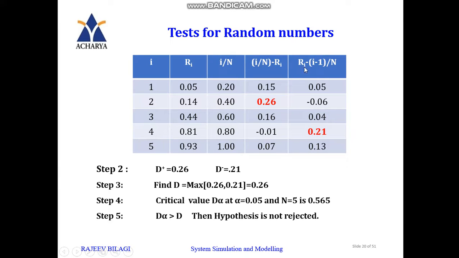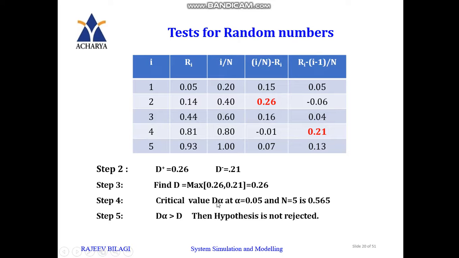Now similarly, you find out Ri minus (i minus 1) by n. So the value of i is now 1. 1 minus 1 is 0. 0 by 5 is 0. So Ri value is 0.05. I am going to get it as 0.05. Like this, you calculate the value of D minus. So I am going to get the maximum as 0.21. Now find D equal to the maximum of these two. So that is 0.26. Now what I got is the value of D is equal to 0.26.